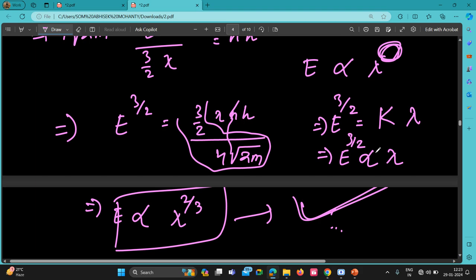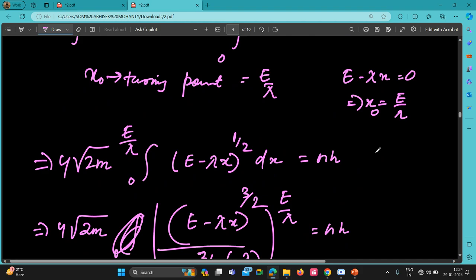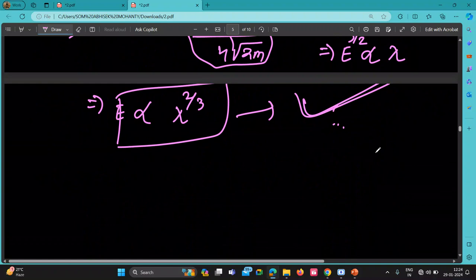We got the same answer here also through the shortcut WKB approximation. If you want to do this the right way, this is the way. Alright, is it clear? So the question number 3, I hope you understood. If you didn't understand, then please let me know in the comments.